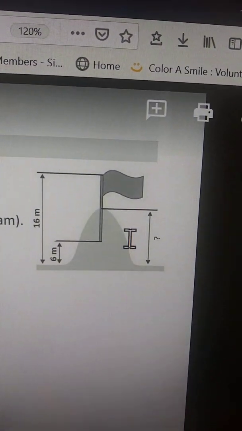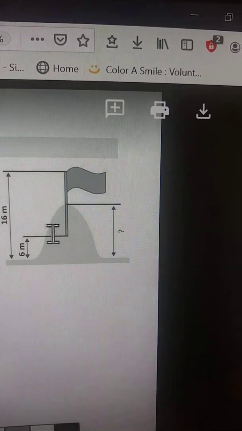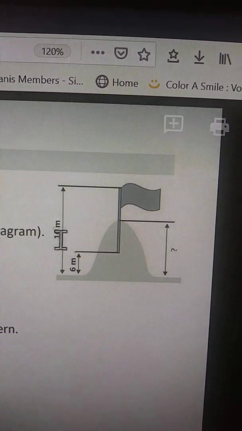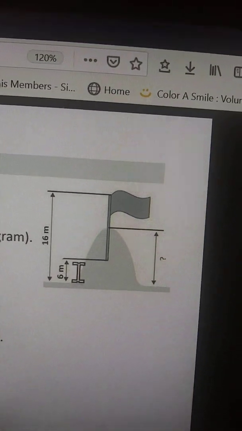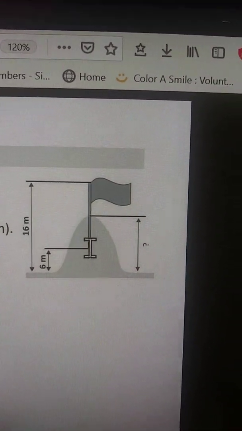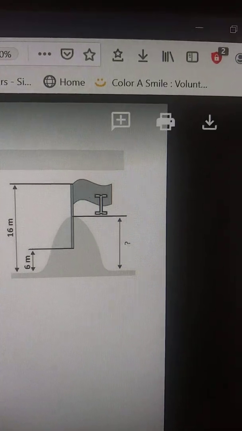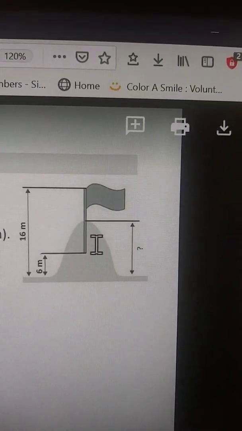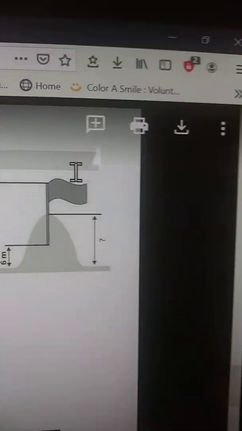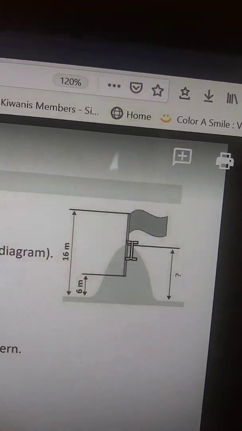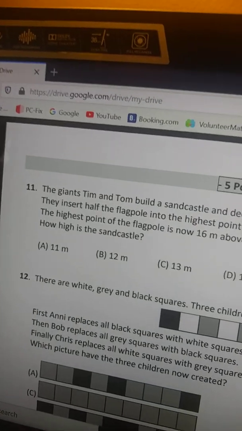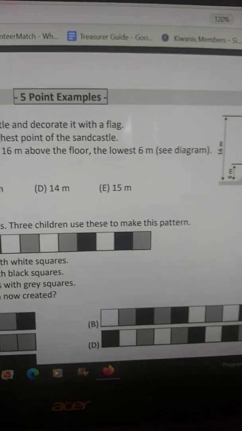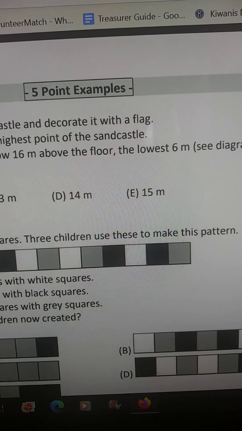So, let's see here. So, 6 meters. So 16 minus 6 is how I would do it. And why? Because you're trying to find out what this is. Alright? So first off, you're going to find the total height of the flagpole. So that is going to be 16 minus 6, and that is going to be 10. 16 minus 6 is 10, as you can see right here.